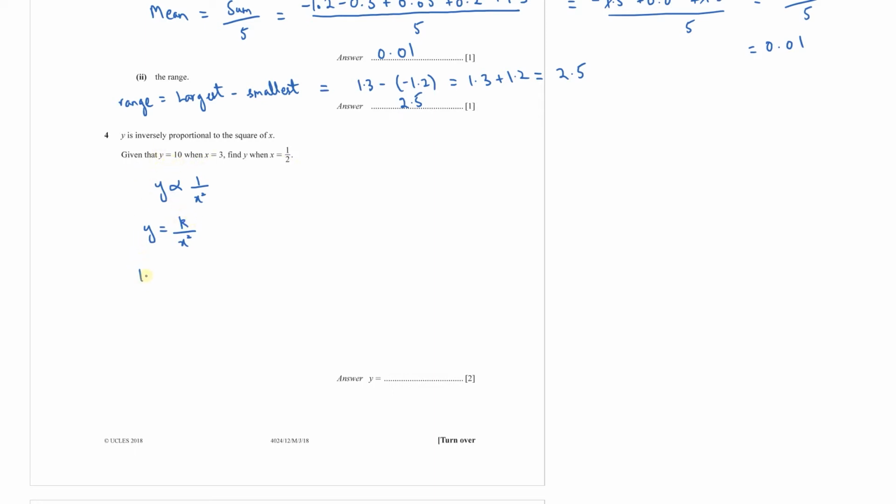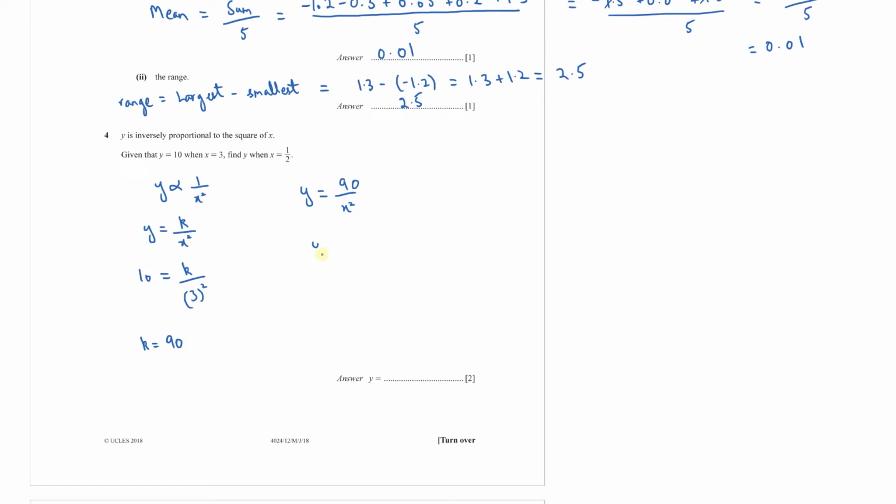So y is 10 when x is 3. So 10 equals k over 3 squared. So 3 squared is 9, and then 9 times 10 is 90. So k is 90 in this case. So your equation becomes y equals 90 over x squared. Now you have to find y when x equals 1 over 2.